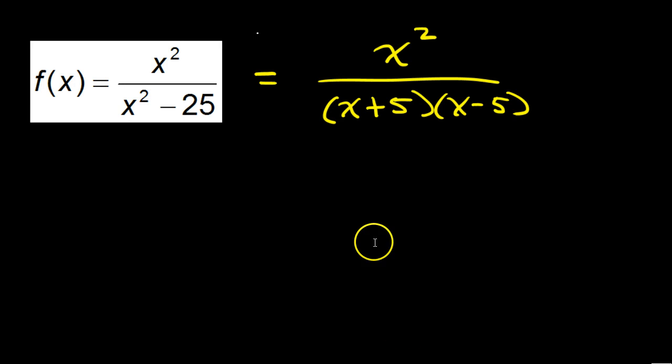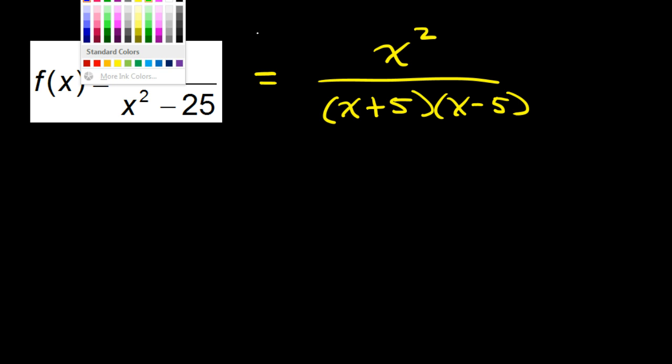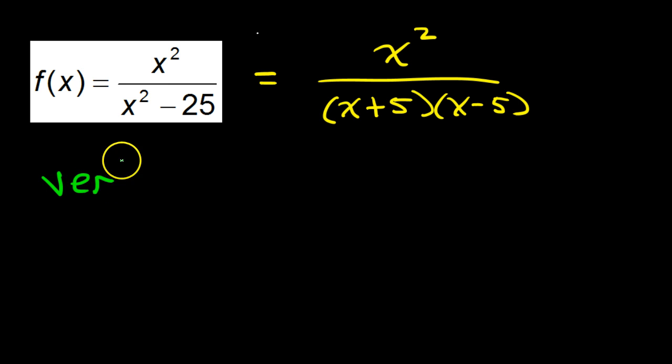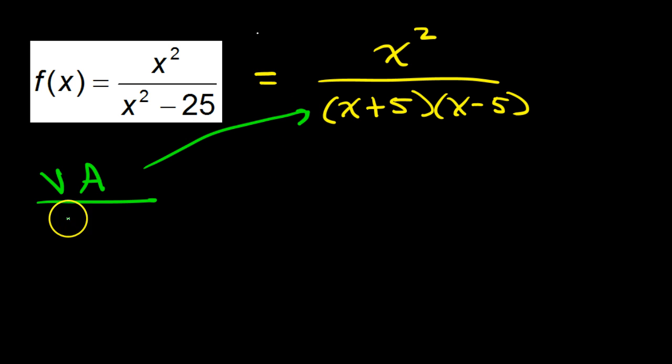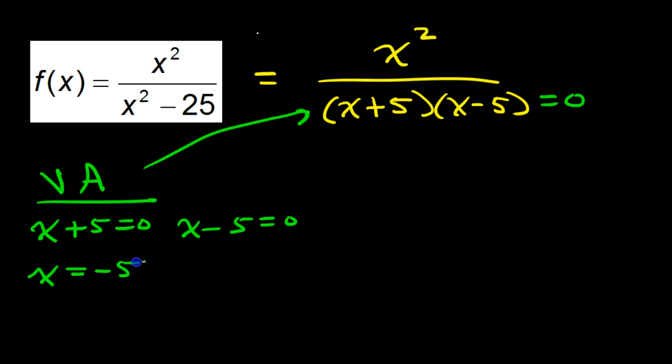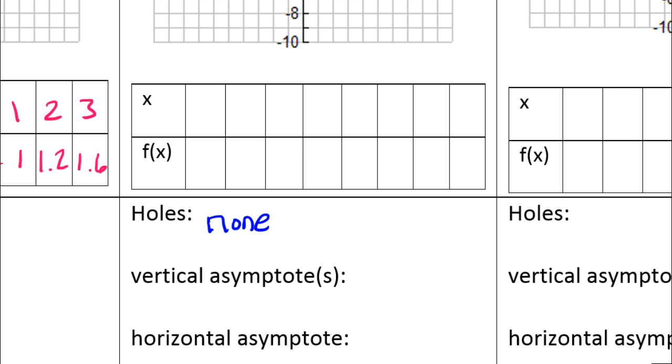Alright, now let's jump back and talk about the vertical asymptote, VA. You get that by setting the denominator equal to 0. If I set this denominator equal to 0, I'm going to wind up setting the two factors equal to 0. X plus 5 equals 0, x minus 5 equals 0. That's going to give me x equals negative 5 and x equals positive 5. So those are my vertical asymptotes.